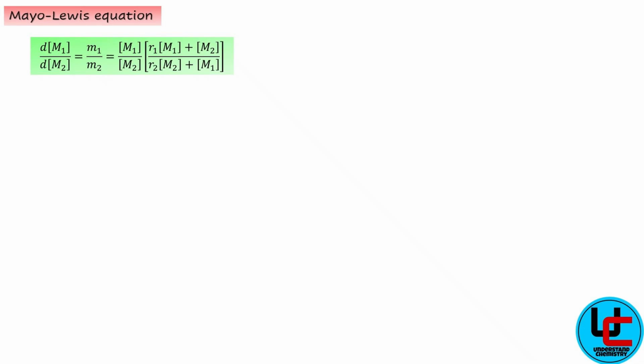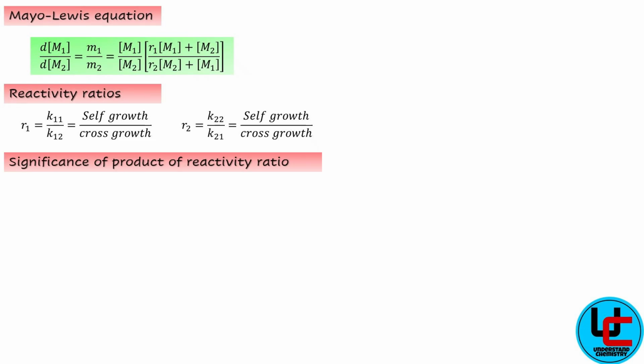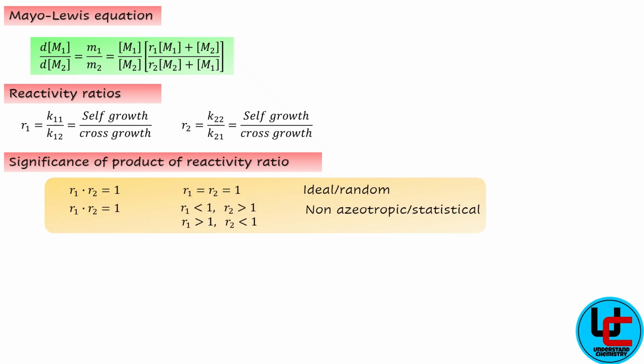The reactivity ratio of a monomer, denoted as r1 or r2, is defined as the ratio of the rate constant for self-propagation to the rate constant for cross-propagation. In other words, it tells us whether a growing radical prefers to add its own monomer or the other type. This reactivity ratio is a very useful tool to predict the type of copolymerization that will occur. But even more informative is the product r1r2, which gives us insight into the overall behavior of the monomer pair.